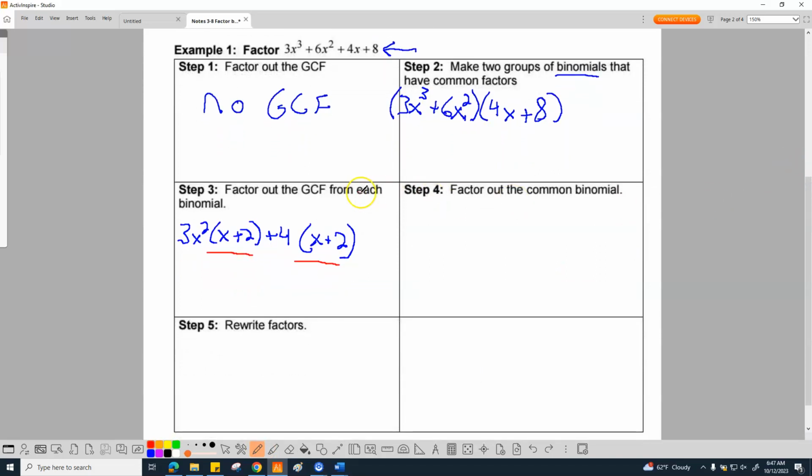Now, factor out the GCF from each polynomial, which we did. The first one was 3x squared. The second one was 4. And now it's saying factor out the common binomial, which means pull out that x plus 2. So here's what that looks like. I'm just going to show you the final step. You can basically rip out this x plus 2, and it leaves you with a 3x squared plus 4. So when you have something like this, you pull it out, you end up with x plus 2. That gets removed like this, and then what that leaves is a 3x squared plus 4.